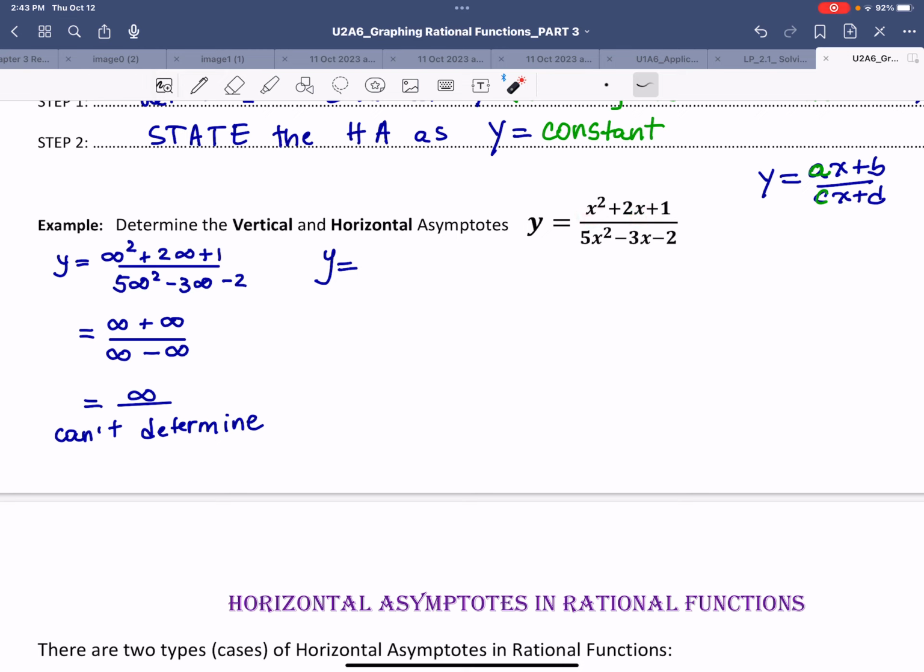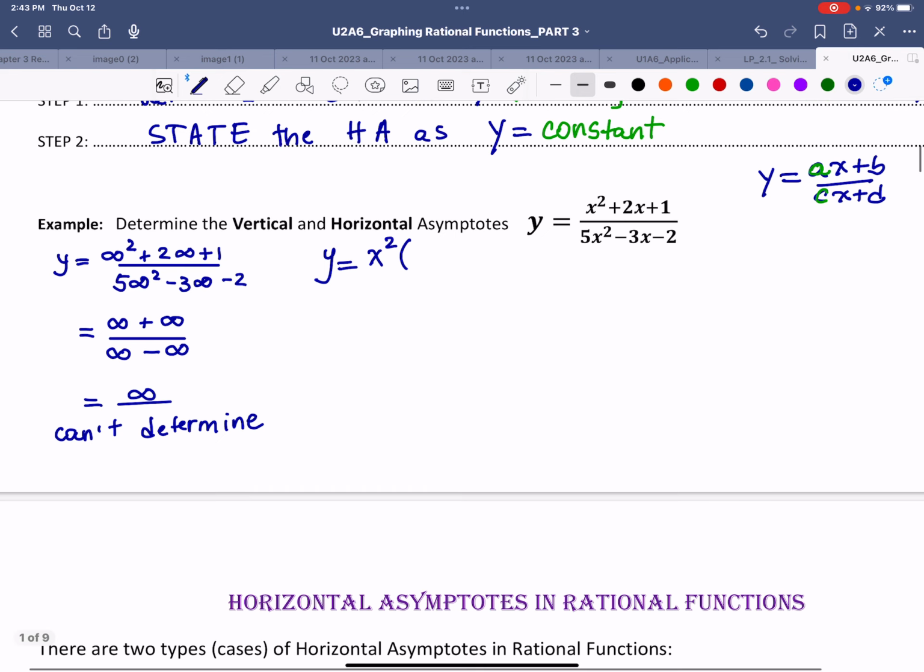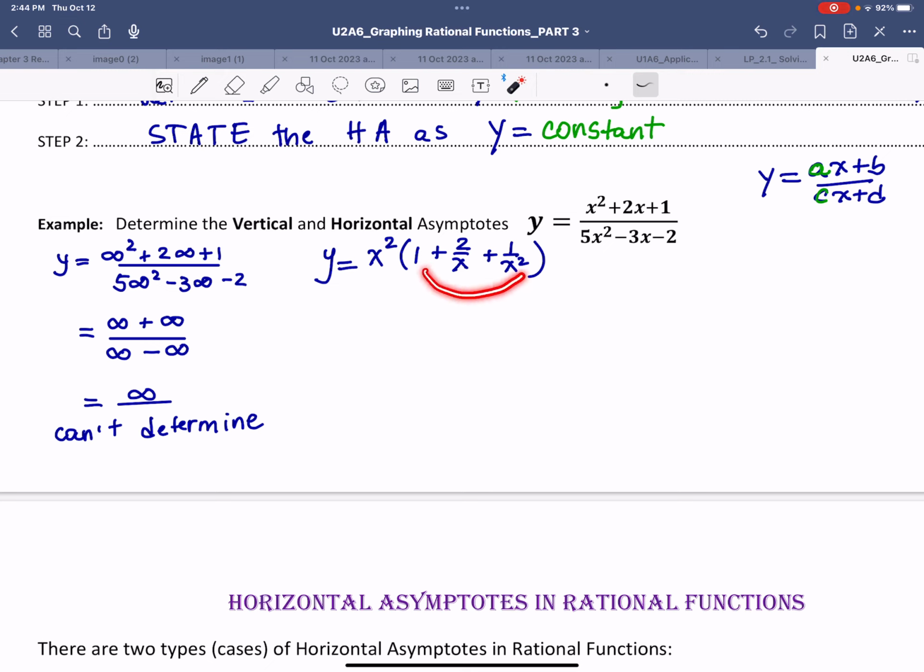So in this case, just like we did in the example when we graphed (ax + b)/(cx + d), we will take out x of the highest power from the numerator. So we have x squared, and the term x squared now becomes 1. The term 2x becomes 2 over x, and the term 1 becomes 1 over x squared. If you need more explanations on how to get to this, please refer to the previous lesson where we explained it in more detail.